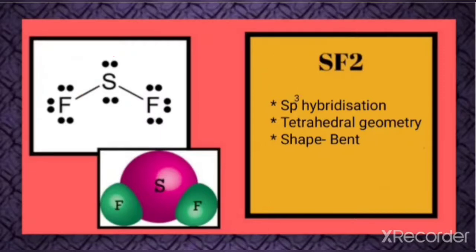So the geometry is tetrahedral. But because of the presence of 2 lone pairs, its shape is bent. Just like water, the geometry is tetrahedral, but there are 2 lone pairs. Similarly, in the case of SF2 also, it has tetrahedral geometry, but it has a bent shape like this.